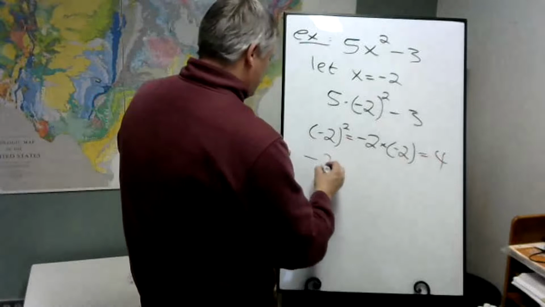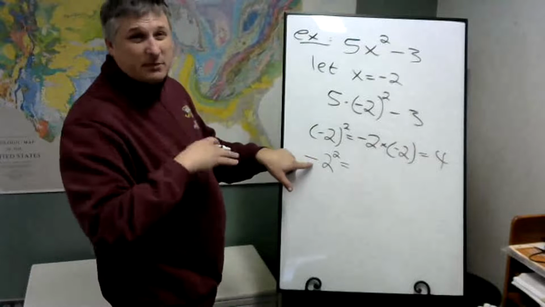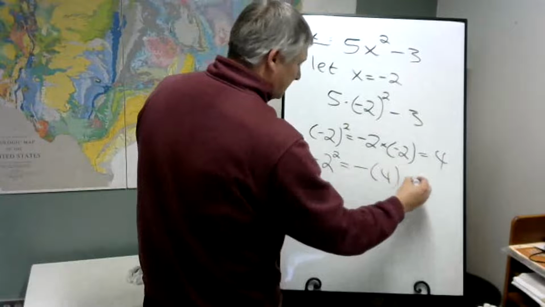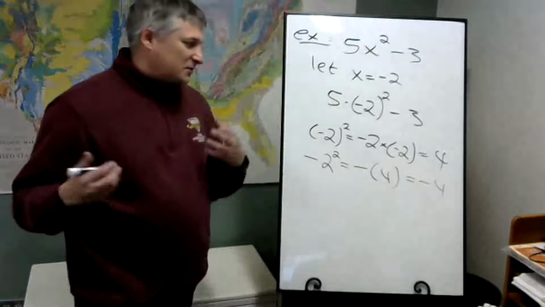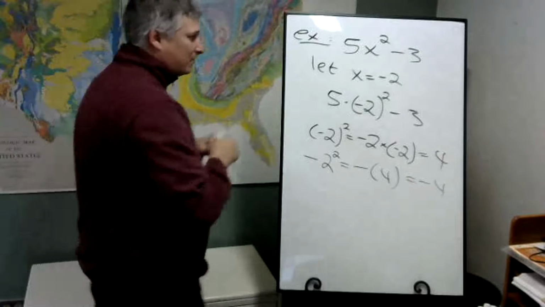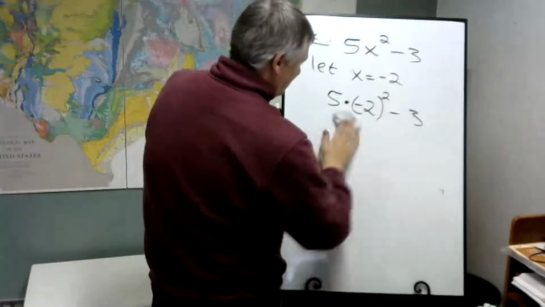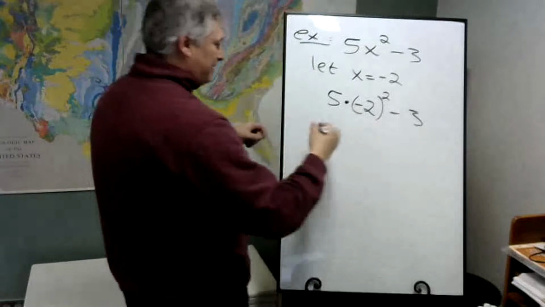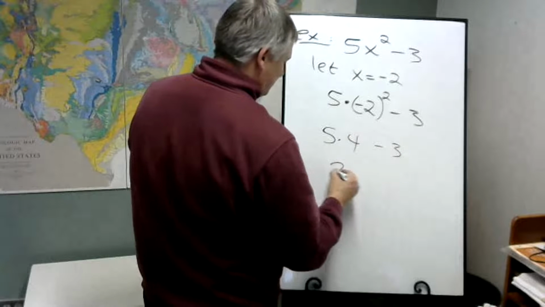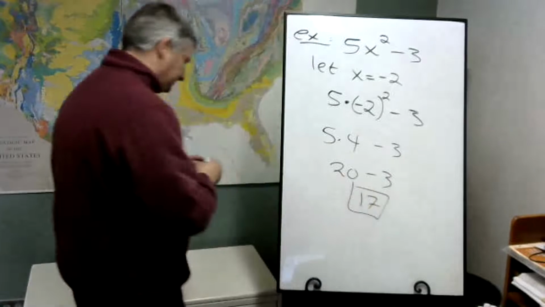This is different from this. In this case, this negative is free to be on its own. We're just going to square the 2 to get 4. We get -4. It's just sort of one of those interesting notation things to point out. Anyway, let's get back to this problem. So this is a multiplication sign here. So we're going to get 5 times 4 minus 3, 20 minus 3, or 17.